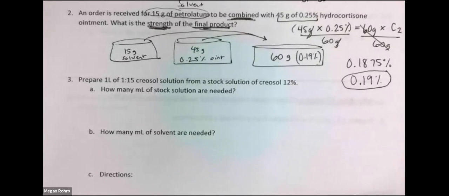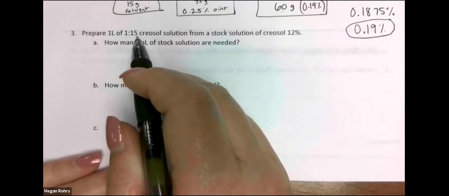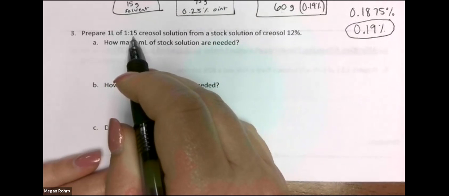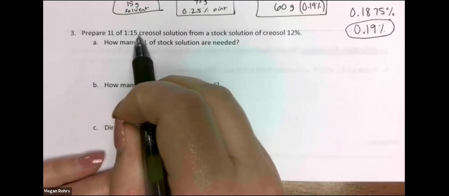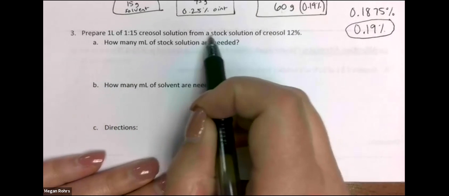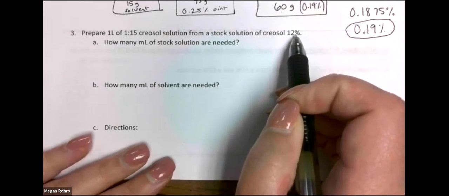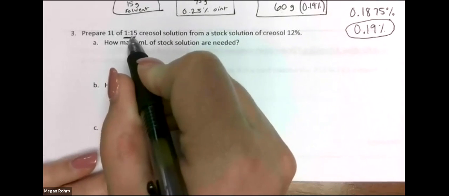All right, number 3. Here we see a ratio strength show up, okay? So don't forget that rule. Anytime you see a ratio strength, we have to convert that into a percentage strength first, okay? So prepare 1 liter of a 1 to 15 cresol solution from a stock solution of cresol 12%, okay? So I see that ratio. I've got to change this into a percentage strength first.